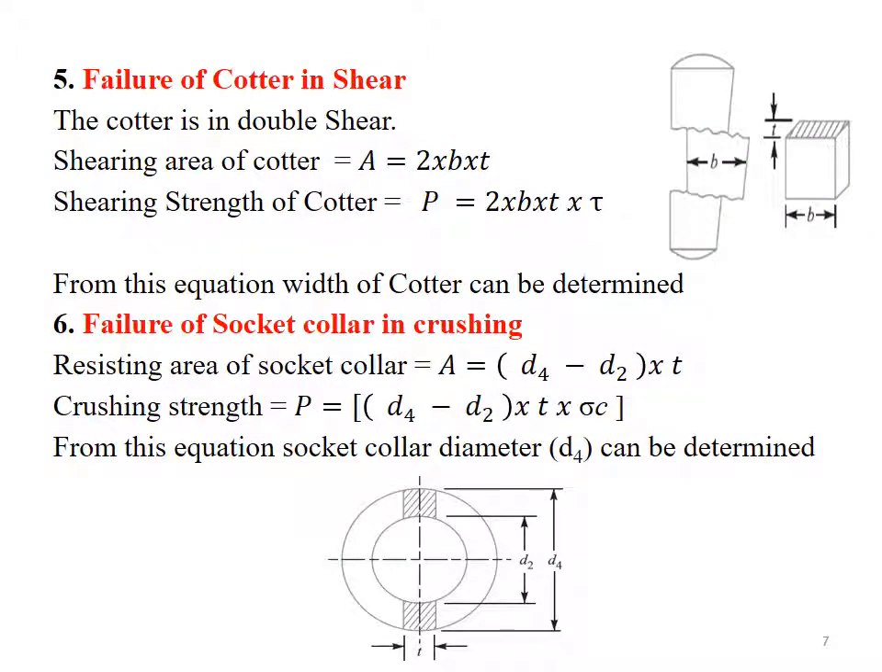Now to check failure of cotter due to shear. As shown in the figure, it is clearly mentioned that cotter is in double shear. Therefore, we can determine the width of cotter with the help of this equation. Next step is to check the crushing failure of socket collar. As shown in the figure, where the weakest area of the socket collar is shown, through which we can easily find out the resisting area of socket collar, and thus we can determine the socket collar diameter, that is D4.